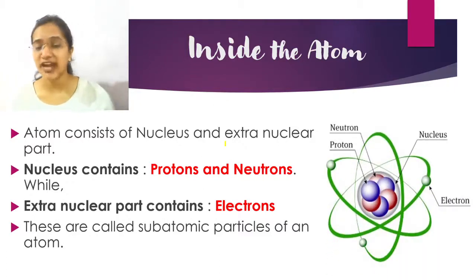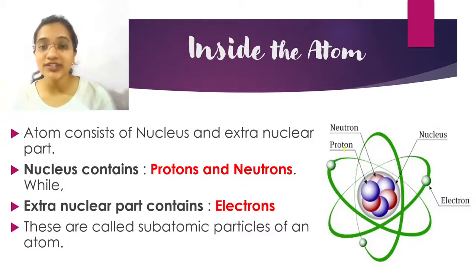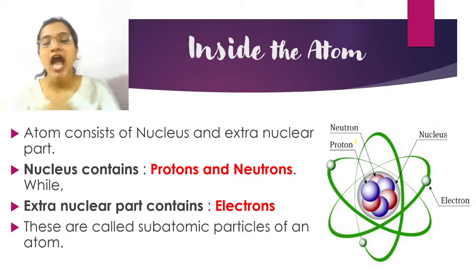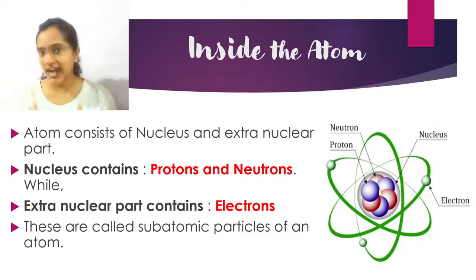When we go inside the atom, we have two parts. One is the nucleus and one is the extranuclear part. Inside the nucleus, there are two particles. One is the proton and the other one is the neutron. The proton has a positive charge, but the neutron does not have any charge, and both of them are bound together inside the nucleus. And this nucleus is the very small part of the atom.